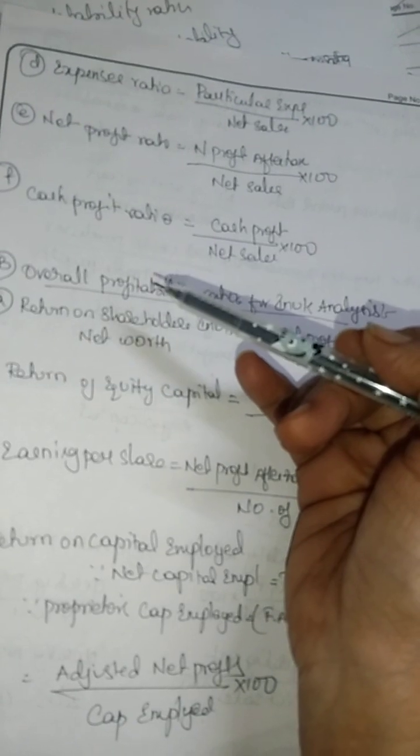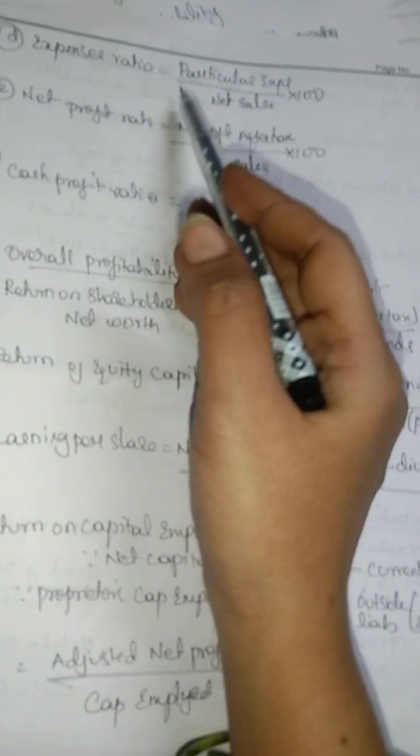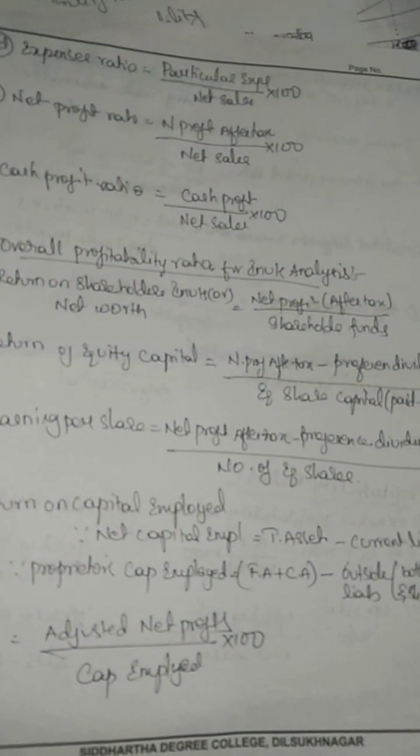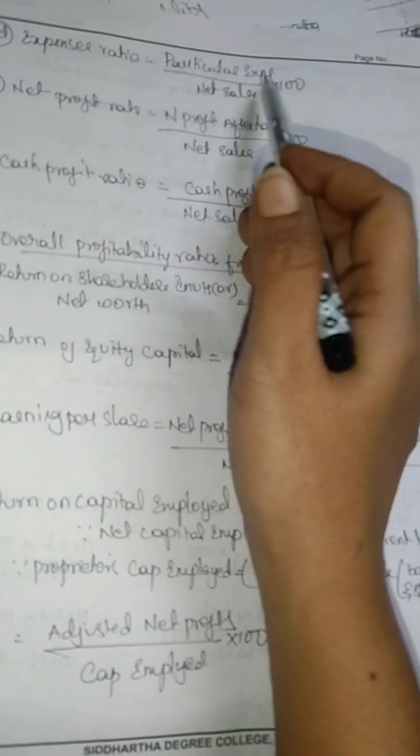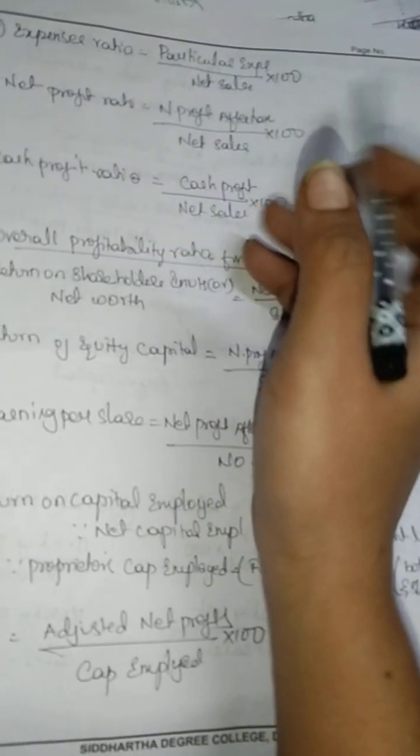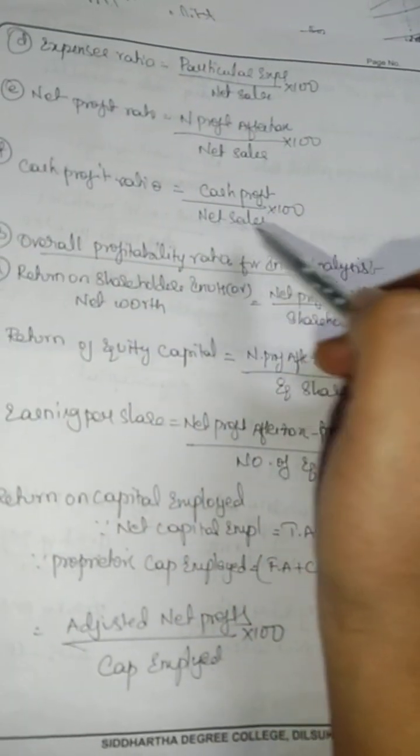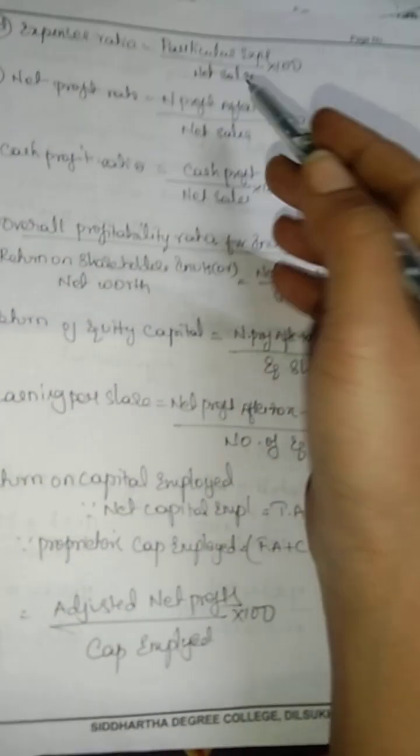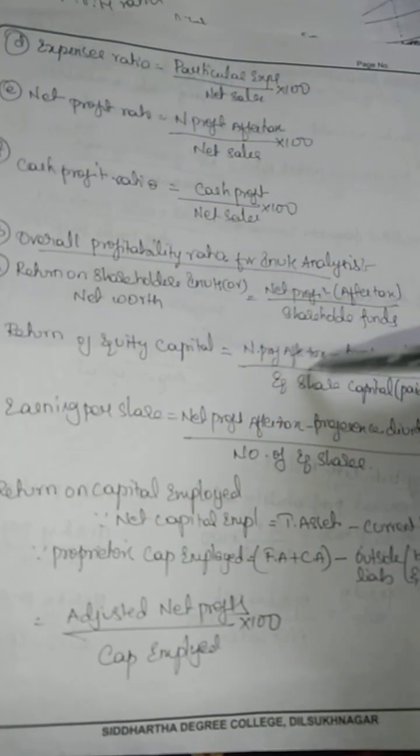Now in this one, we have a few more profit ratios which I gave in the list of formulas, that is the expenses ratio. They will not usually ask, but I'm telling you, whenever they ask you the expenses ratio, simply take the particular expense divided by net sales into 100. And here is the cash profit ratio, if they are giving you cash profit. Net profit I have given you already. These two are avoidable, they don't ask them.